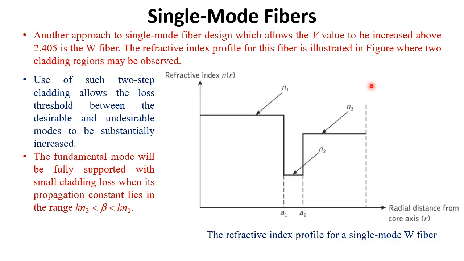The use of such two-step cladding allows the loss threshold between the desirable and undesirable modes to be substantially increased. The fundamental mode will be fully supported with small cladding loss when its propagation constant lies in the range kn3 to kn1. So the propagation coefficient will be between kn3 and kn1. So this is the index profile W. It is one side of the W actually. We would have to plot in this direction also to get the full W.